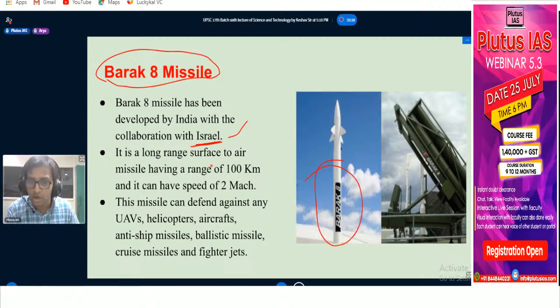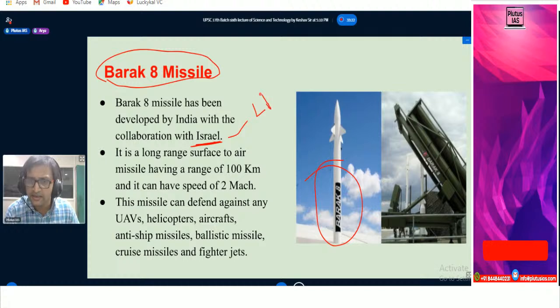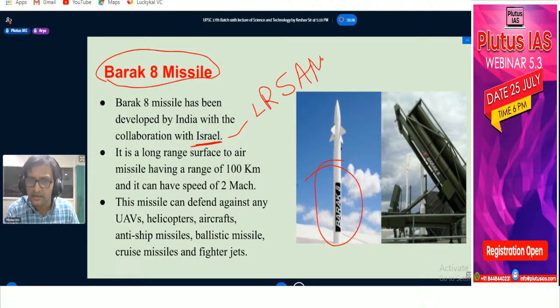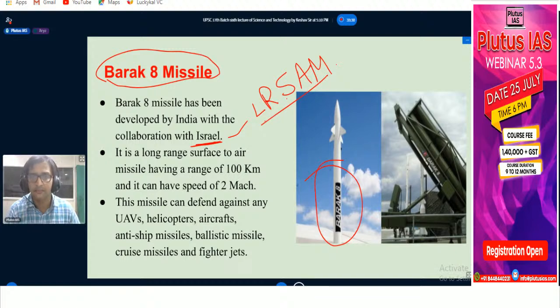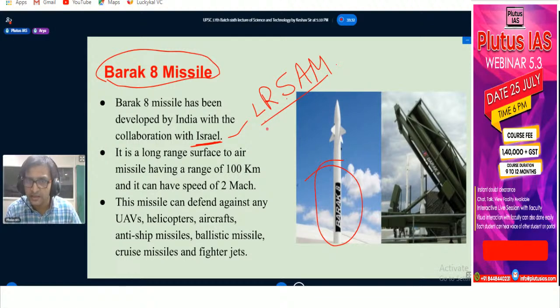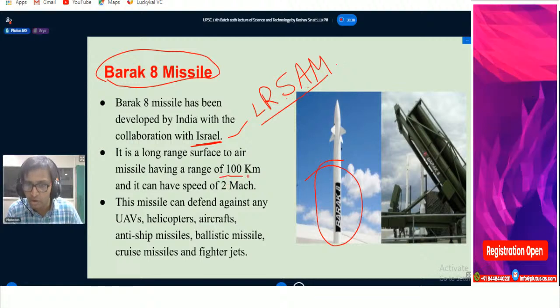So it is a long range surface to air missile. That's why it is also called LRSAM, long range surface to air missile, having a range of 100 kilometers and can have a speed of 2 Mach.